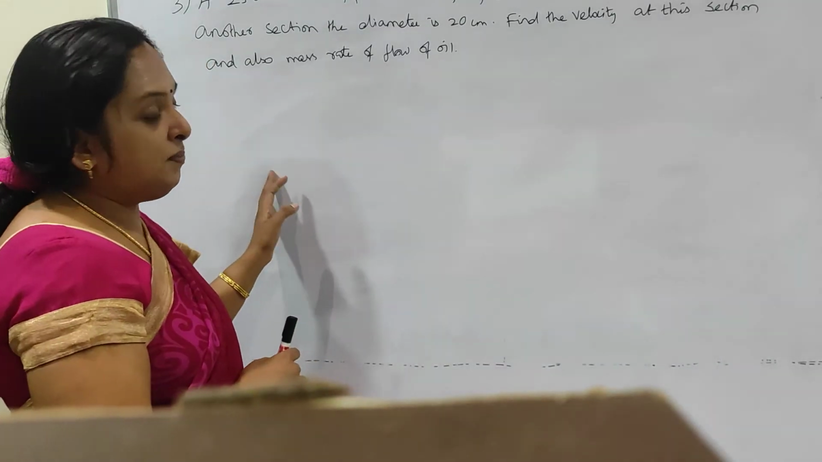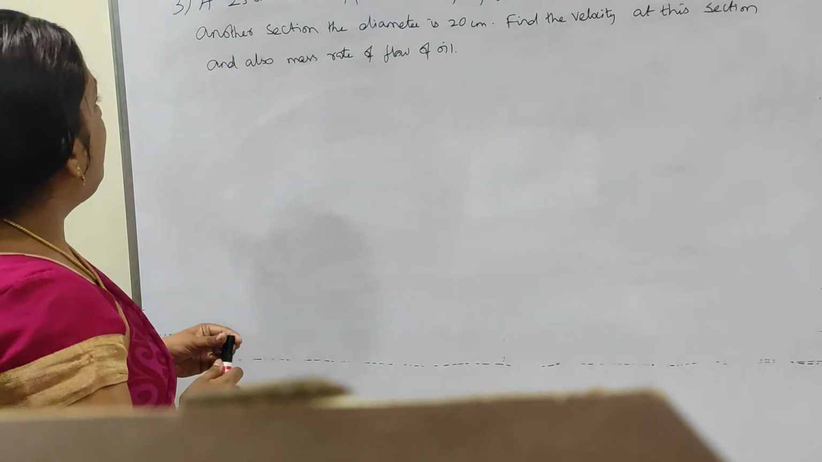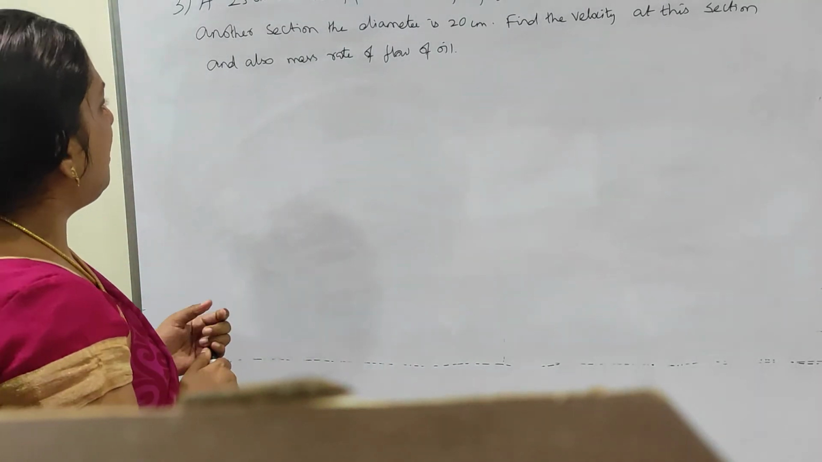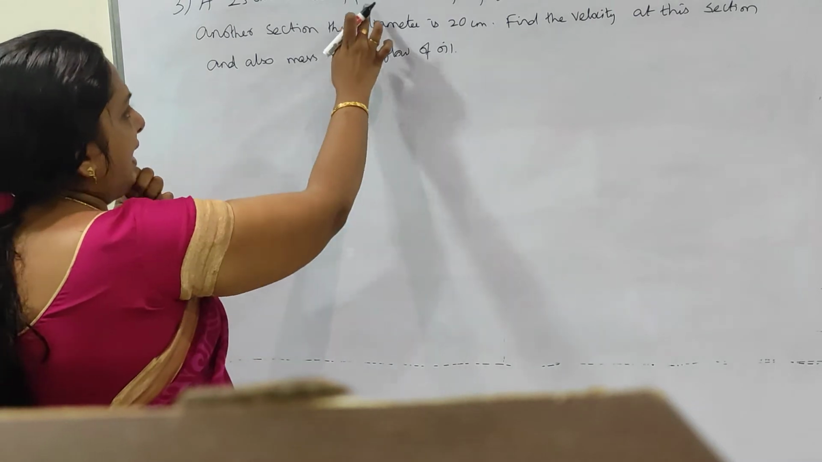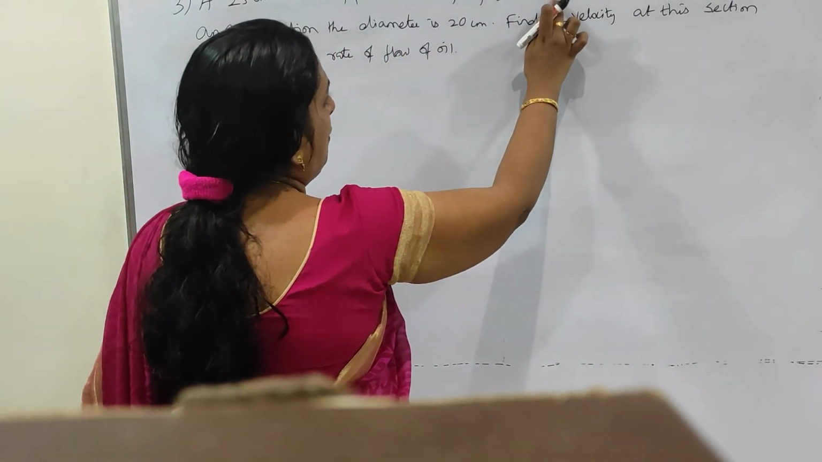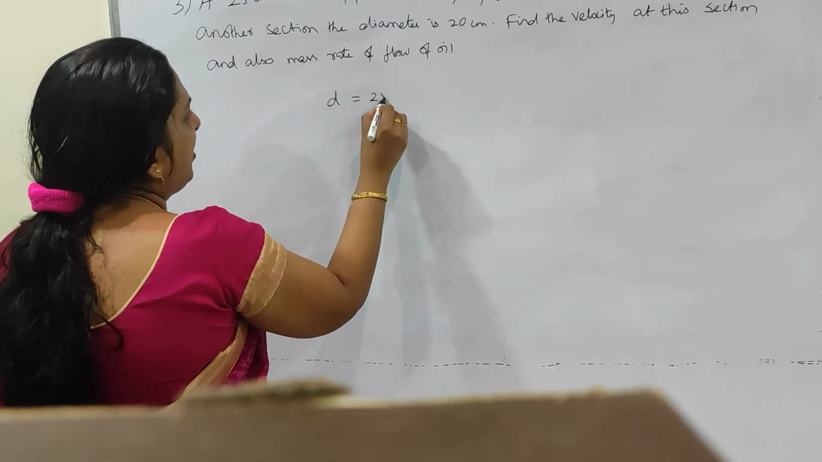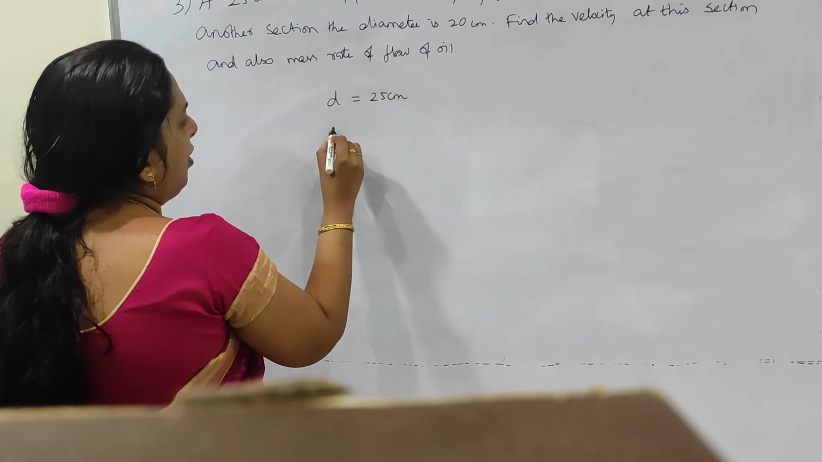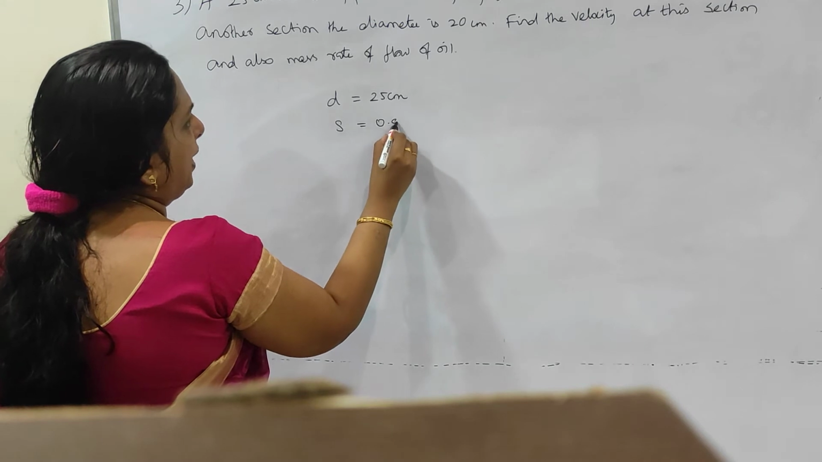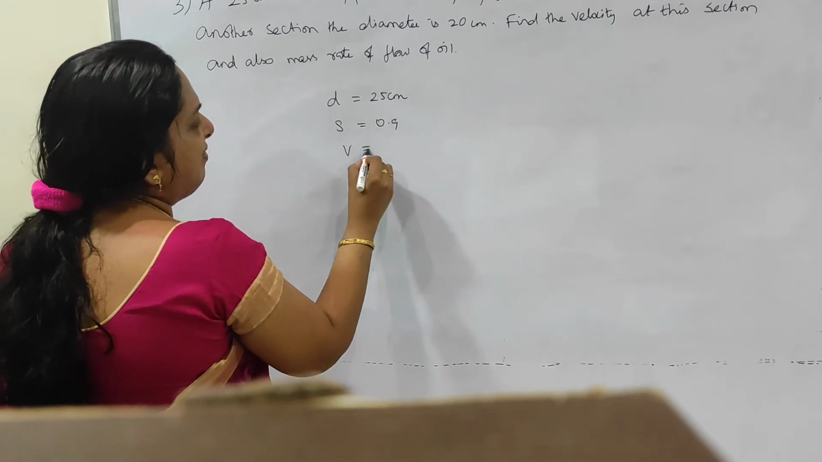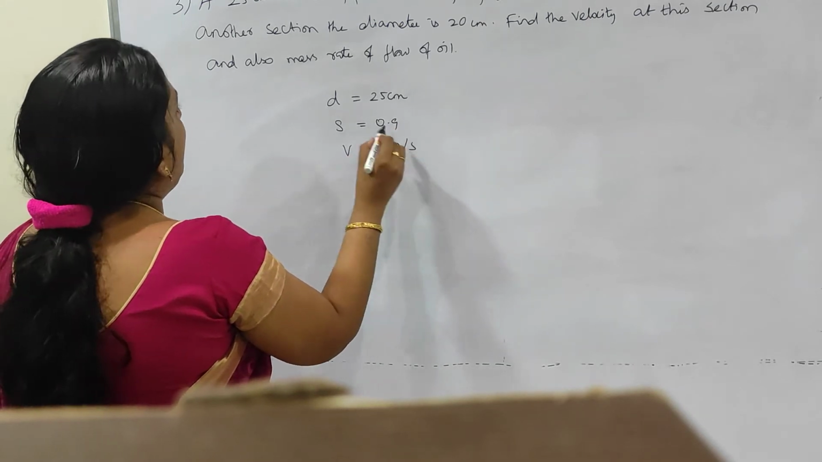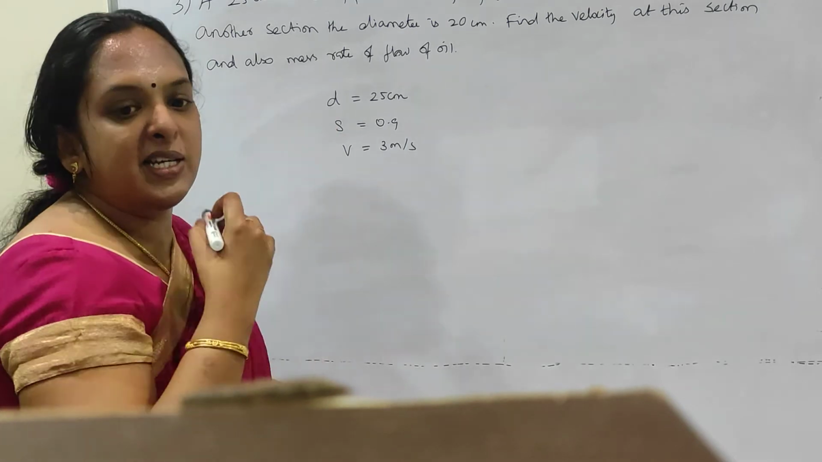Okay guys, this is my third problem. A 25 centimeter diameter pipe carries oil of specific gravity 0.9. They have given the diameter, it is 25 centimeter. It carries an oil of specific gravity 0.9, at a velocity of 3 meter per second. At another section, another section is also given.